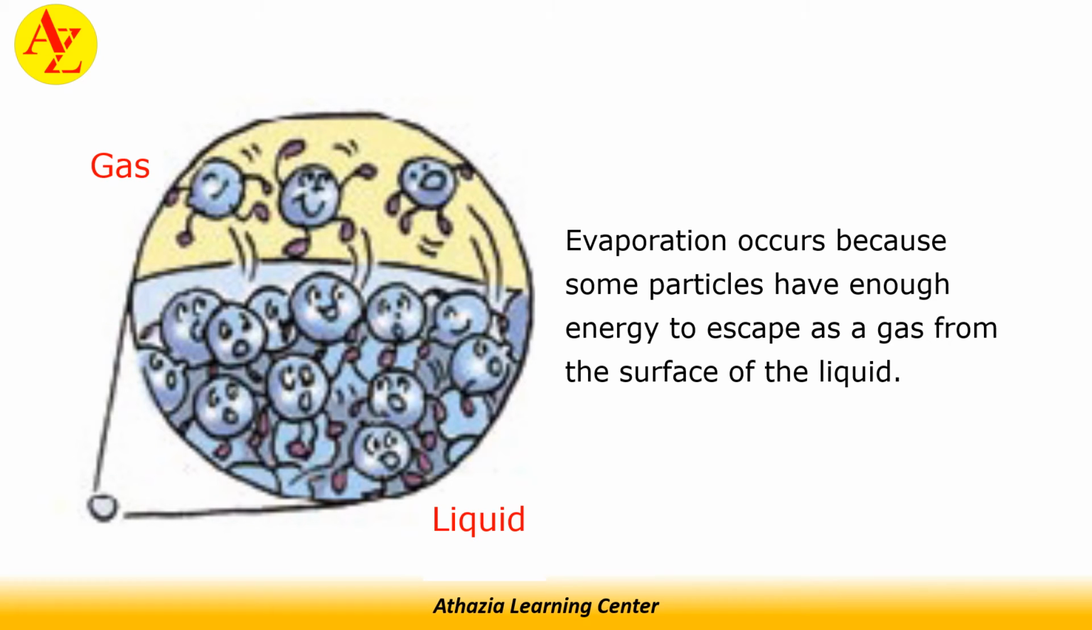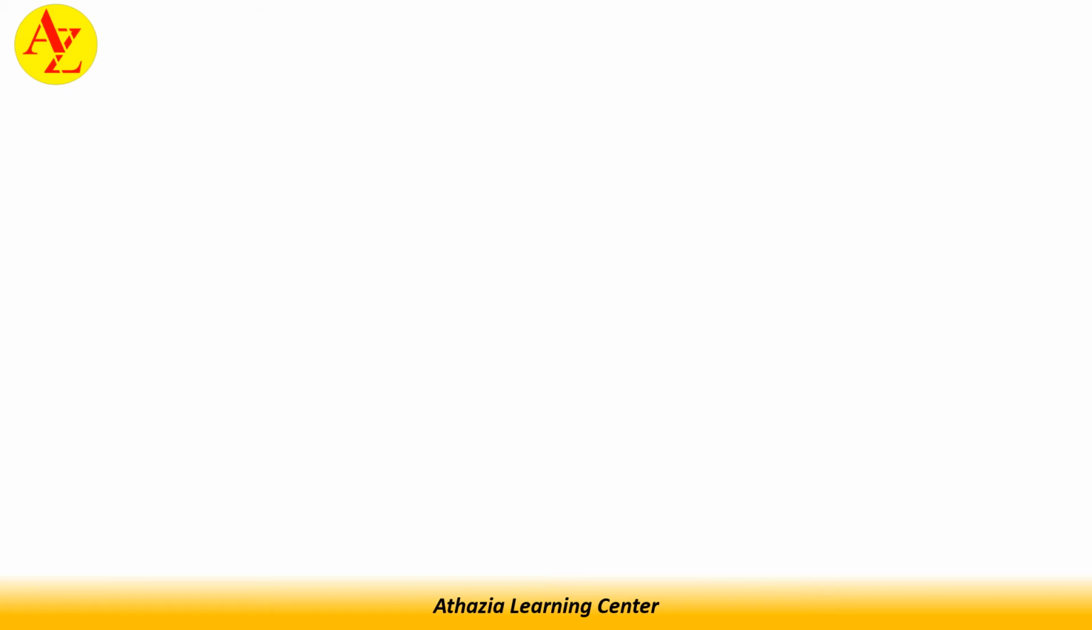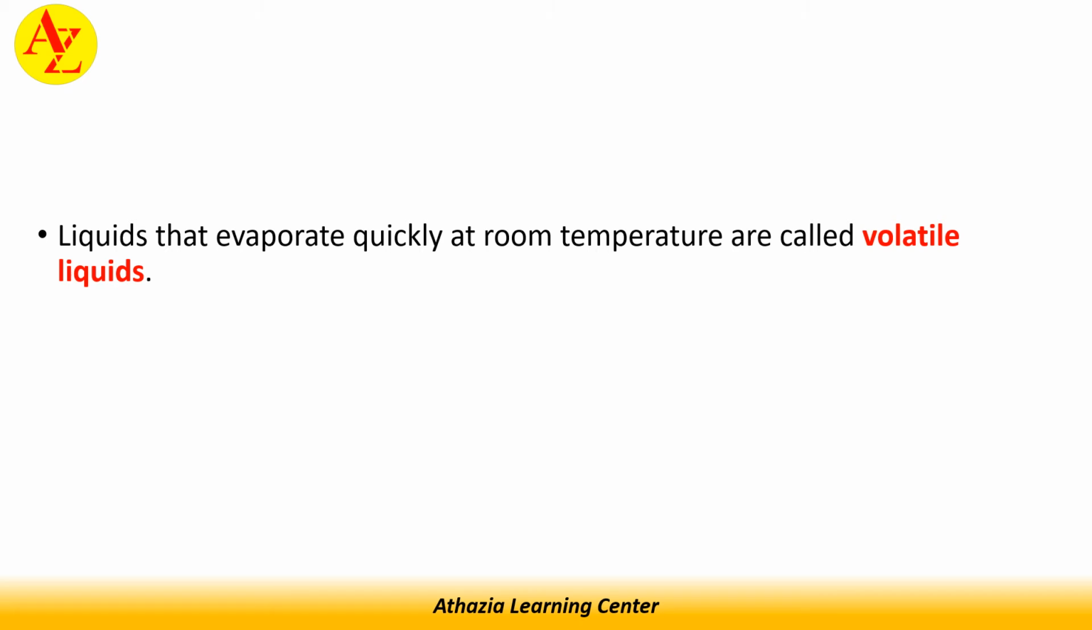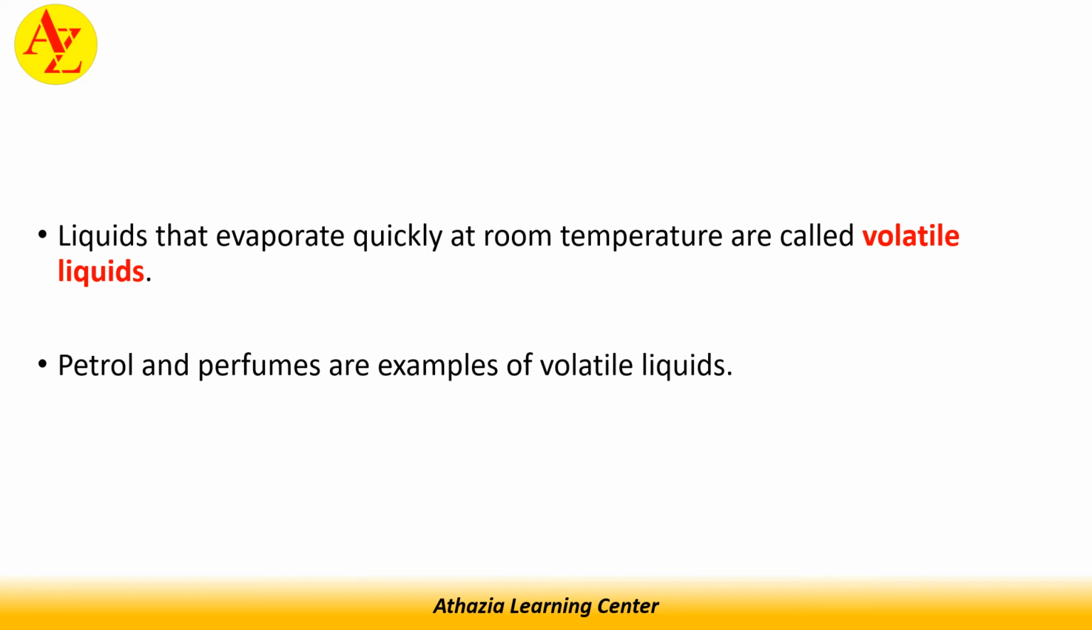Evaporation occurs because some particles have enough energy to escape as a gas from the surface of the liquid. Liquids that can evaporate quickly at room temperature are called volatile liquids. Petrol, perfumes, and alcohol are examples of volatile liquids.